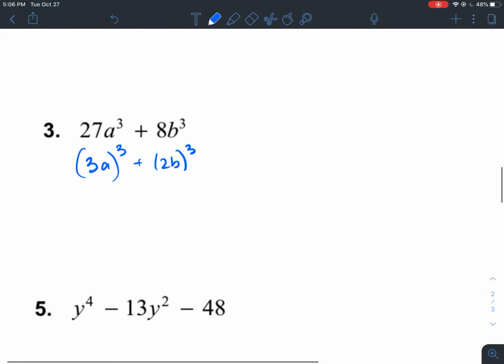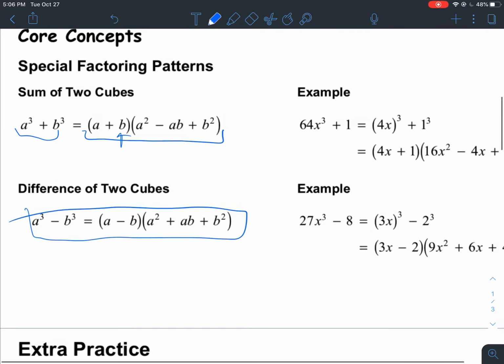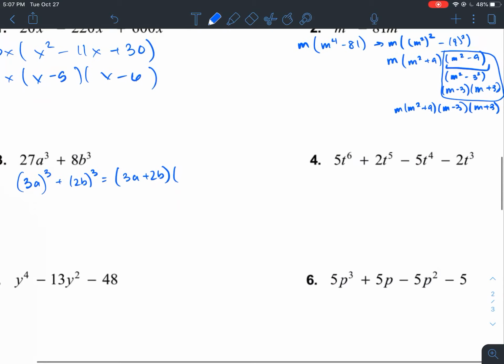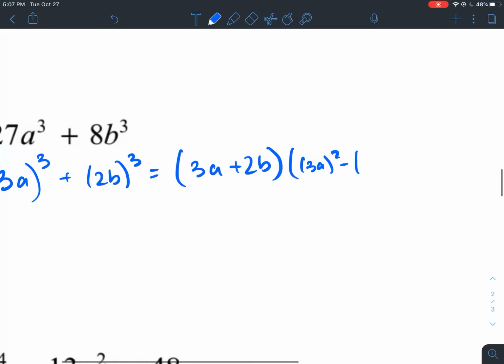So now this is equal to a plus b, so 3a plus 2b, multiplied by, let me check it up here, a squared minus ab. So a squared, which was 3a squared, minus ab. So a is 3a, and b was 2b.